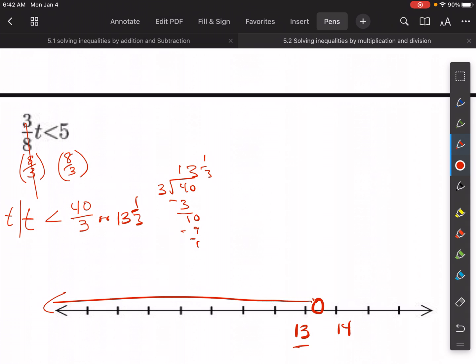So at least have 2 points on the number line so I can see which direction to go, and then you should be good.